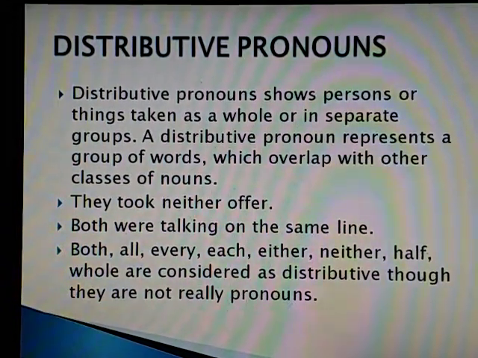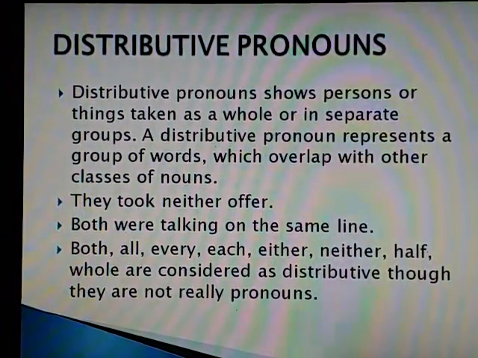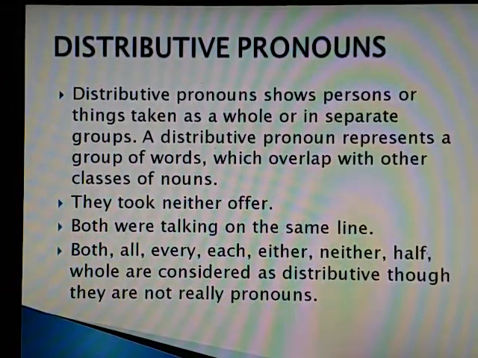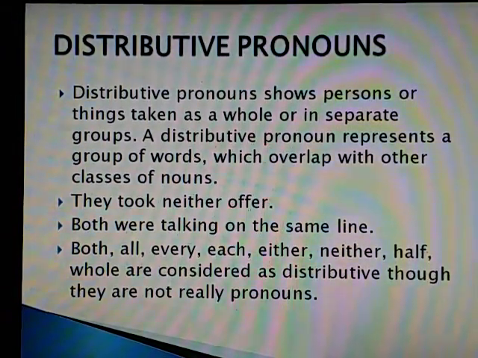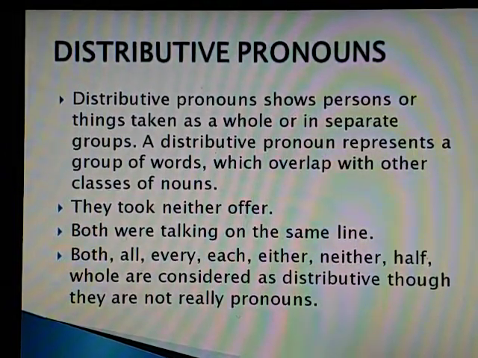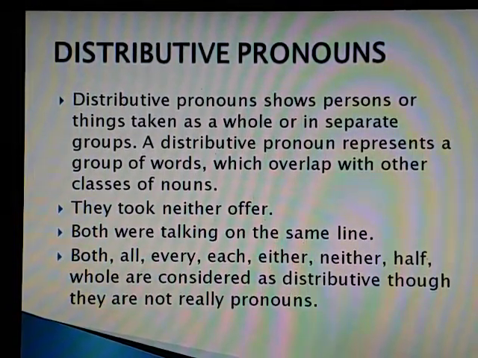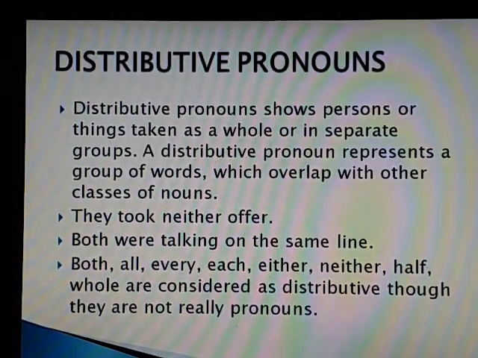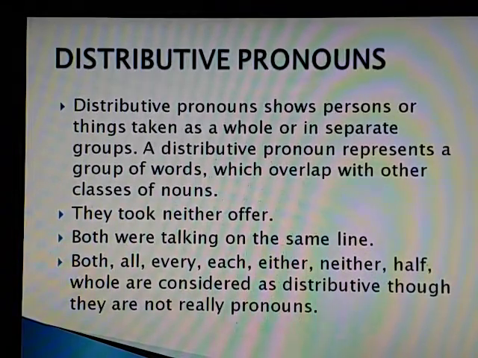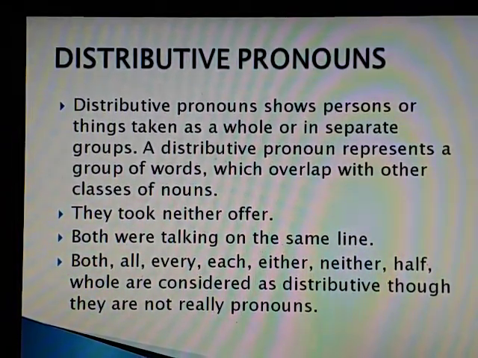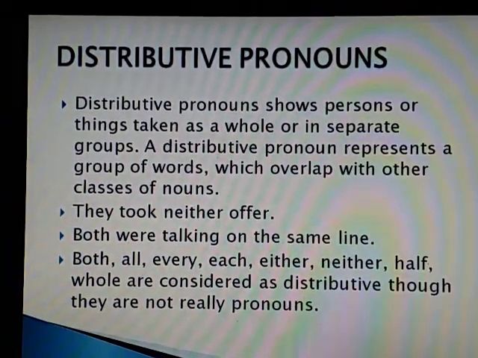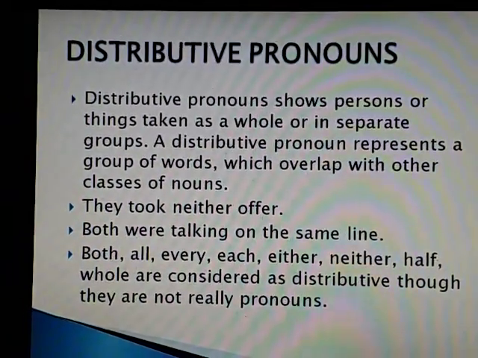Distributive pronouns. Distributive pronouns are those pronouns that refer to persons or things taken singly or in groups. It is always singular and is followed by a singular verb. For example, they took neither offer. Both are talking on the same line. Then both, all, every, each, either, neither, half, whole are considered distributive, though they are not really pronouns.